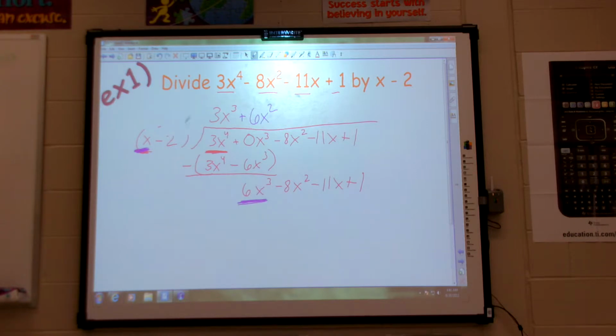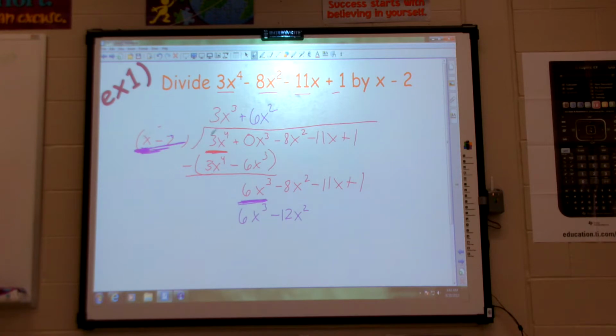Now, after you figure that number, remember you're multiplying, but you're multiplying both of these, correct? So when I multiply the first one, I'll get 6x cubed, which I better get, or I messed up, because that's what I want. But multiply the second term, I'll get minus 12x squared. Line it up under the x squared. They have to be lined up by powers.